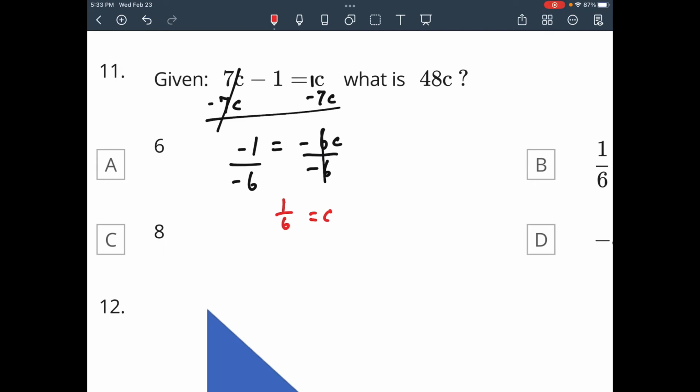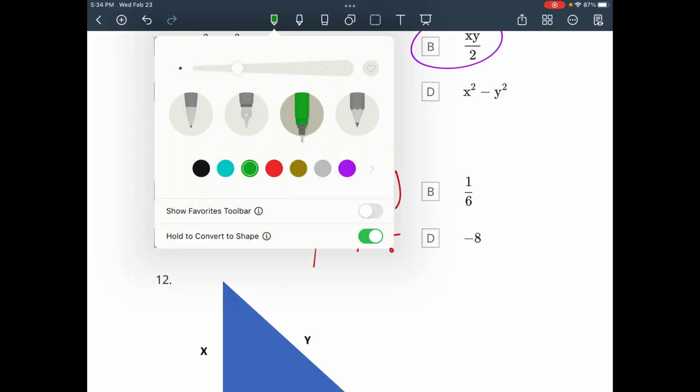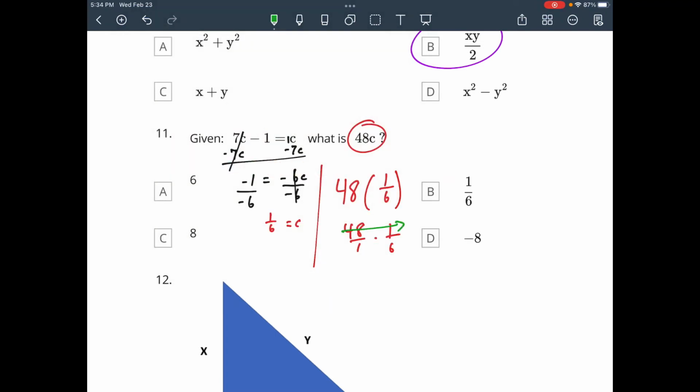Again, you might choose letter B here, right? But be careful, that's wrong. Because they don't want to know what c is, they want to know what 48c is. So 48 times letter c, which is 1/6. So that's 48 over 1 times 1 over 6. And remember, when you multiply fractions, we go straight across. 48 times 1, that's 48. And then 1 times 6 is 6. And 48 divided by 6 is 8.